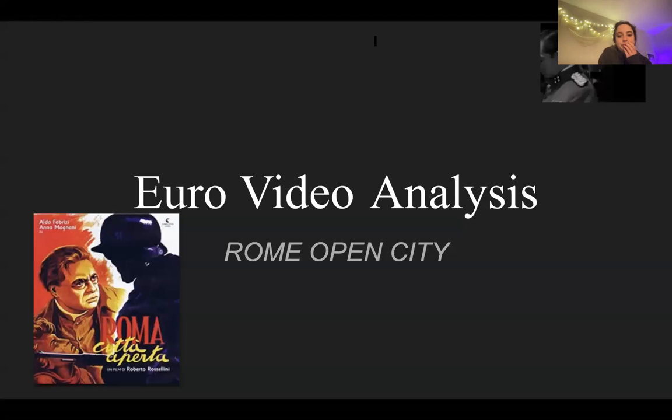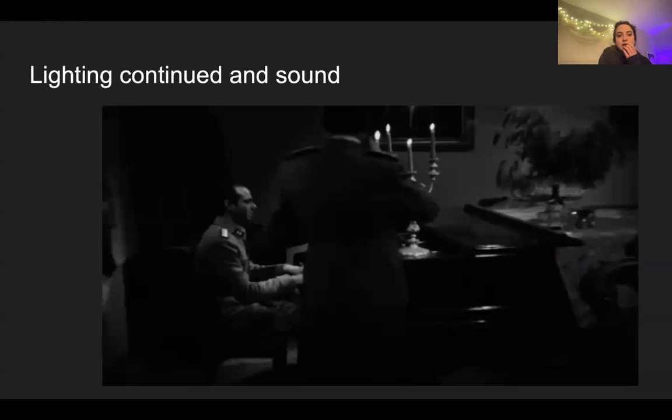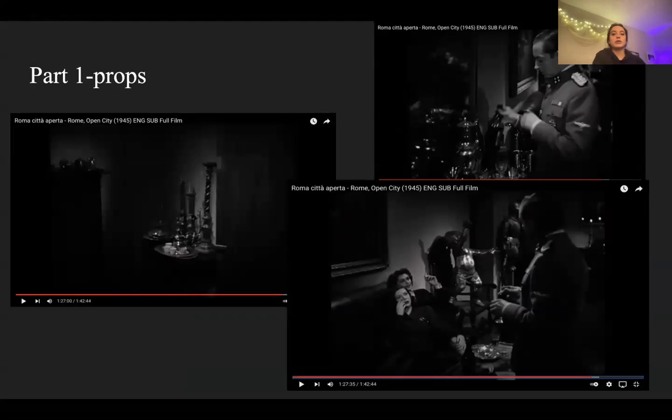Okay, so the first thing I will be talking about is props, and how the setting is composed. The room in which Major Bergman walks into is crowded with props, and that's the first thing that I really recognized. Firstly, what really caught my eye was the use of tin, silvery, shiny materials.